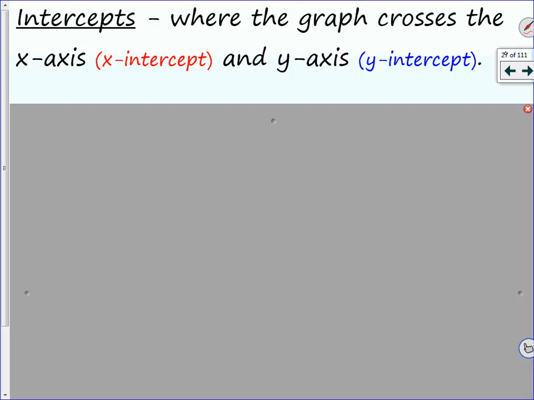Another thing we can consider with lines, a special characteristic of lines, is what's called their intercepts. The definition of an intercept is where the graph crosses the x or the y axis. So to intercept means to cross.